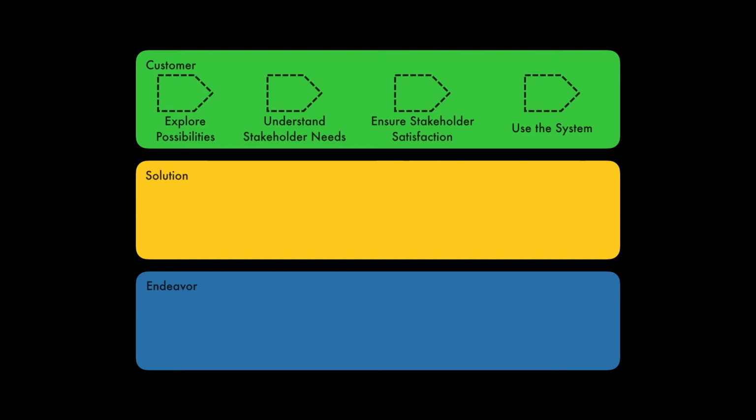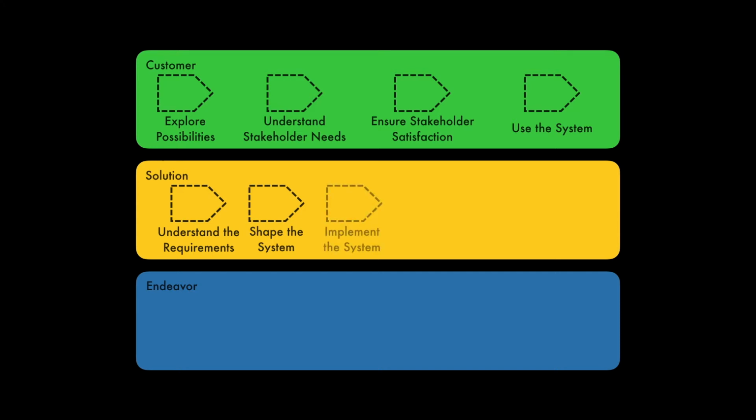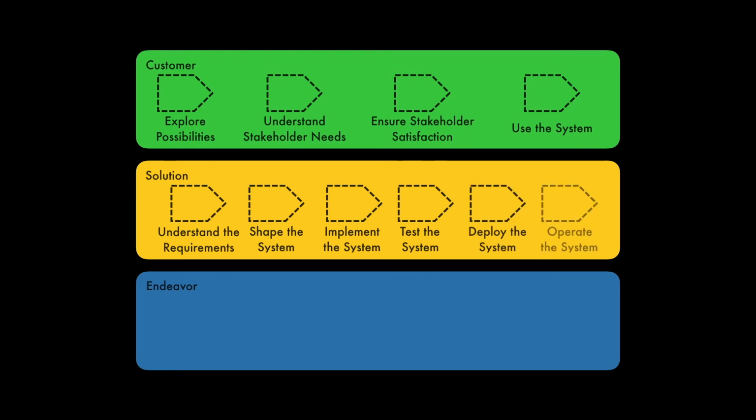The solution area of concern has 6 activity spaces. The team has to have a shared understanding of the requirements. The system has to be shaped so that it is easy to develop, maintain, and scale. The system has to be implemented. The system has to be tested. This includes also unit testing and integration. The system has to be deployed, and the system has to be operated by supporting the use of the system in the customer's live environment.